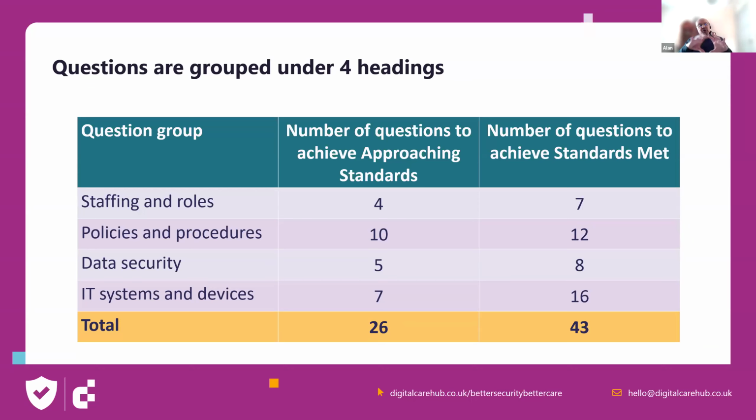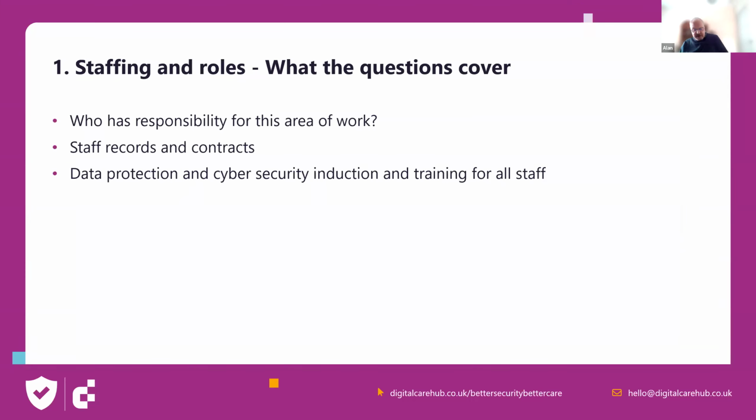So following the questions within the toolkit enables you to understand what you should do and how you should do it. So what do the questions cover? Staffing and roles, 3 main areas: responsibility, staff records and contracts, and training for all staff. So who has responsibility for this area of work? It's asking about who carries the can. If something goes wrong, who's responsible? Who's responsible for reviewing and auditing practices and processes within your organisation?